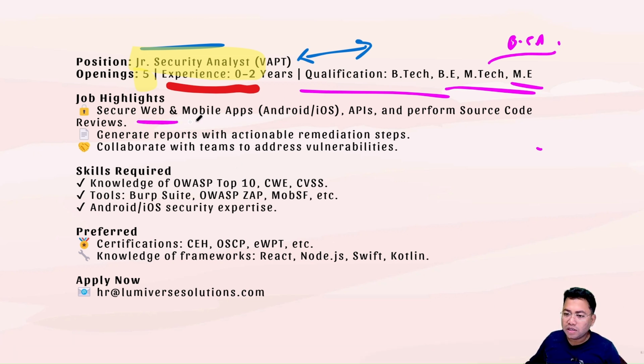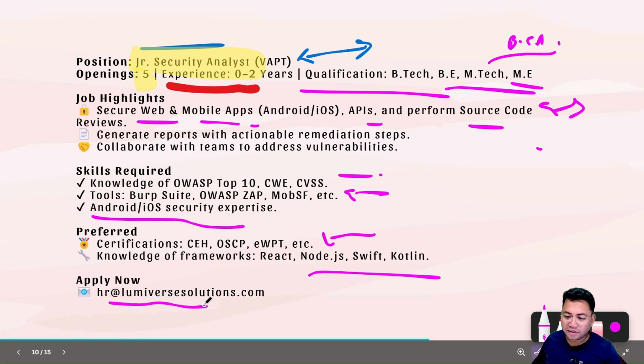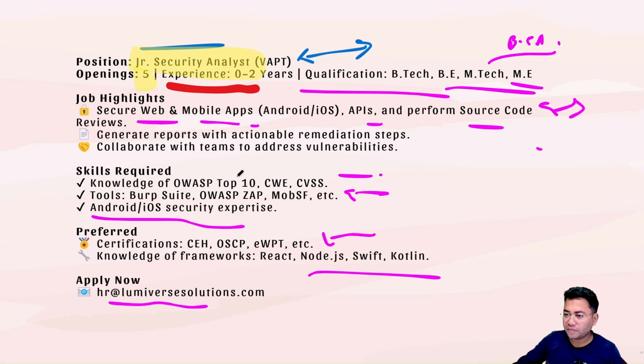You should have knowledge about web app, mobile, API, pen testing plus secure code review. OWASP Top 10, CWE, CVSS knowledge is important. Tools like Burp Suite, OWASP ZAP, MobSF are important. Android and iOS security is important. Certificates that are preferred are CEH, OSCP, eWPT, and knowledge of React, Node.js, Swift, Kotlin is a plus point. Mail ID is hr@lumiversesolution.com. Lumiverse Solution is the company name.